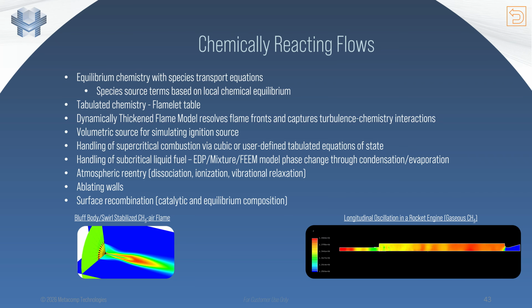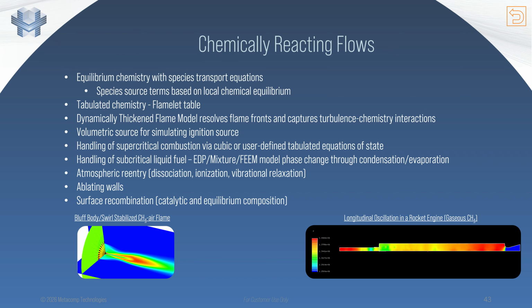A dynamically thickened flame model can be used for turbulent combustion to resolve flame fronts and capture turbulence chemistry interactions. A volumetric source feature can be used to simulate an ignition source. Supercritical combustion is handled via cubic or user-defined tabulated equations of state. Subcritical liquid fuel can be simulated using the EDP, mixture, or FEEM model, including the modeling of phase changes.